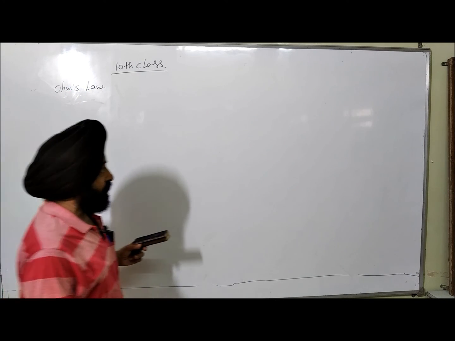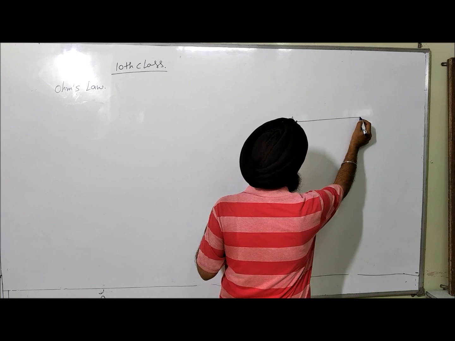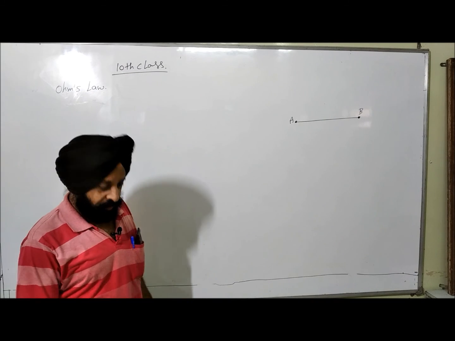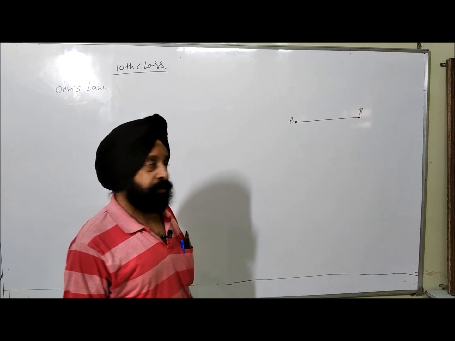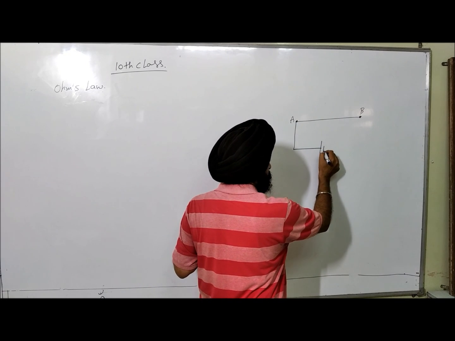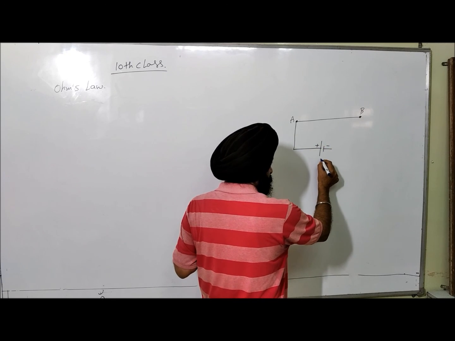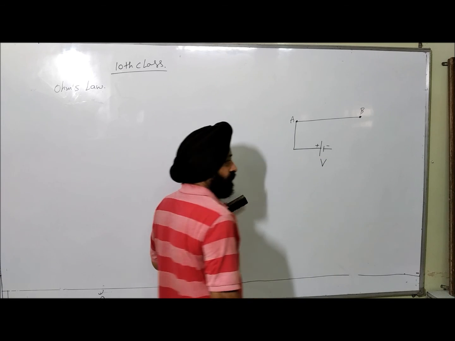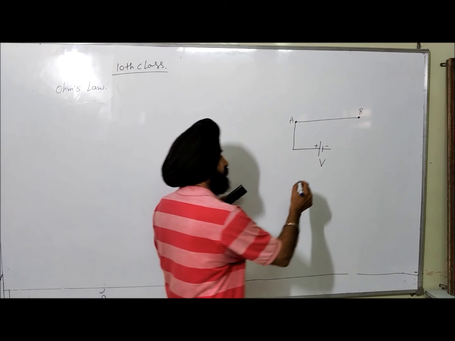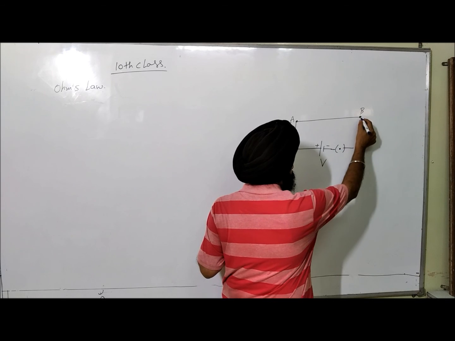So we take a conductor AB. Current flows only when the circuit is closed. When the circuit is closed, we apply a battery. This is the negative terminal and this is the positive terminal. There is a potential difference which is measured in volts, denoted by V. There is a key. When the key is pressed, the circuit is closed.